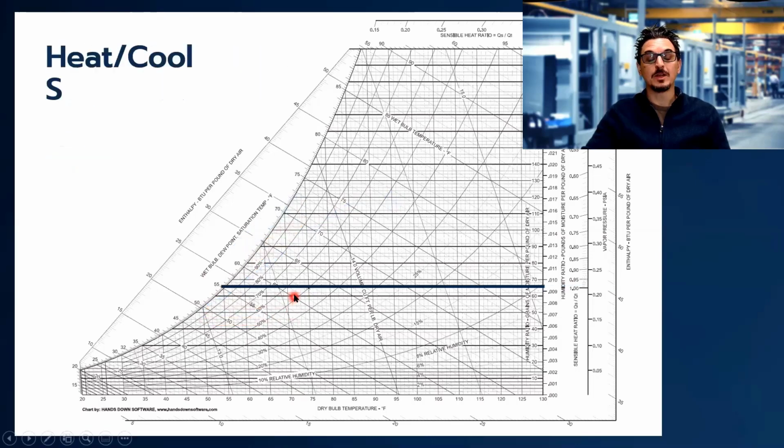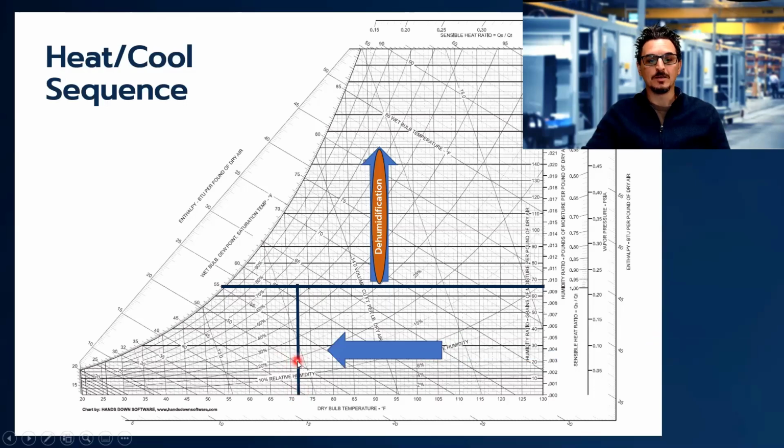So what happens when we are below our 55 degree dew point? Well, we have a couple of modes. So let's say our leaving air temperature set point is 72 degrees, which is shown by this line here. So we want to leave the unit 72 degrees.